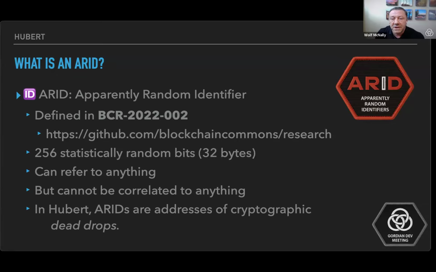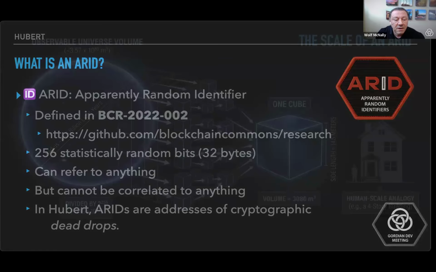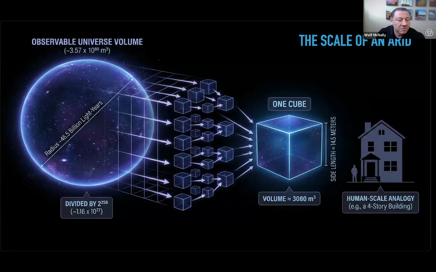Just to demonstrate the scale of an ARID, which is twice the size of a UUID, you can think about the size of the universe, which is about 3.57 times 10 to the 80 cubic meters. And you can divide that by the number of possible bit combinations, which is all 256 bits. Then you get into cubical volumes. You get volumes that cover the entire universe that are about the size of a house or a four-story building. So the idea is that your dead drop could be anywhere in the universe in volumes the size of a house. That's not very useful information, but I think it's useful to think about the kind of scale we're talking about here and the chance of collision.